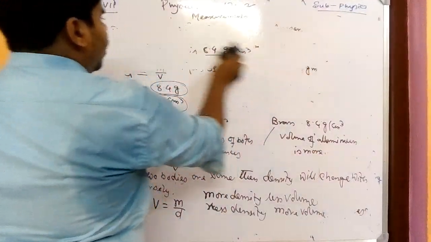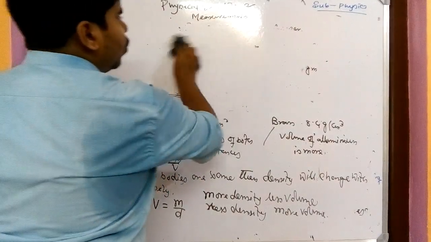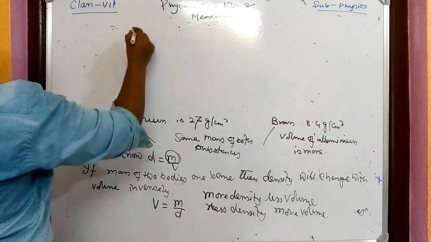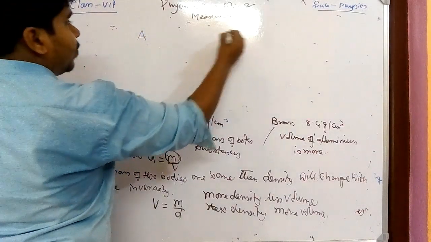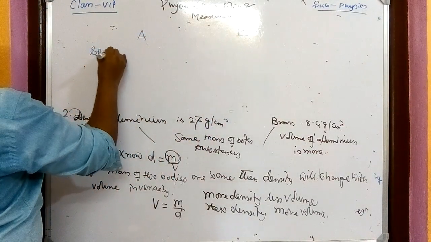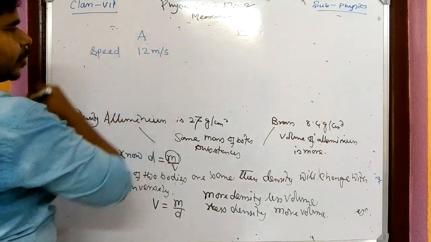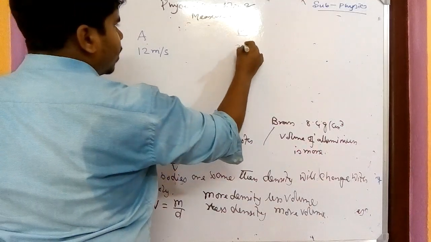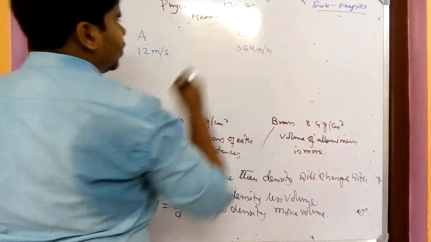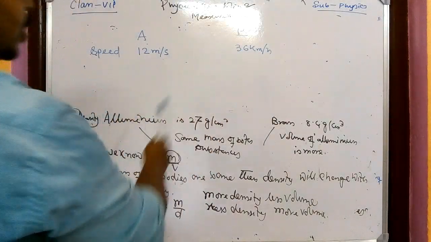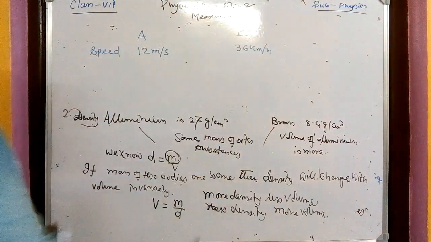Assume the speed of two bodies has been told. Assume one body is A, another body is B. If I'm talking about speed, the speed of body A is 12 meter per second and the speed of body B is 36 kilometer per hour. Now it is asked whose speed is more? Now you can say, okay, it is 12, it is 36, so 36 is greater. This speed is more.